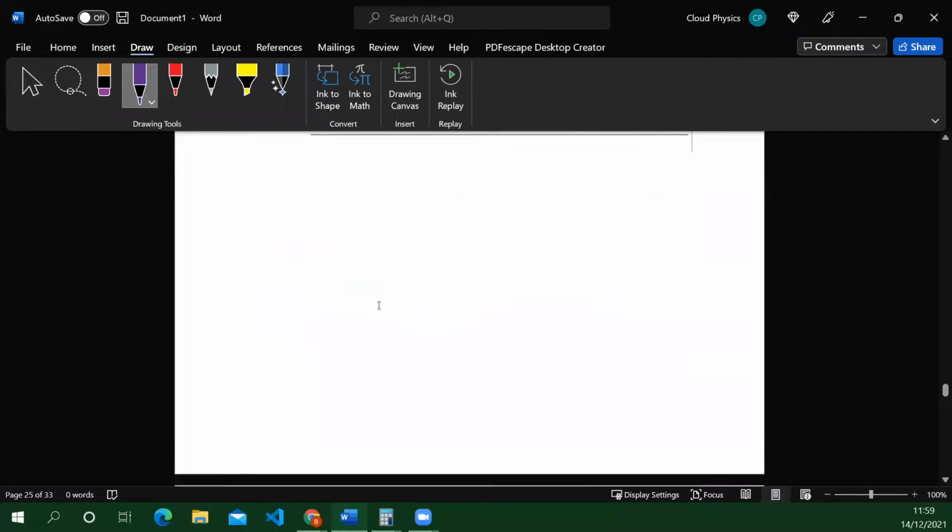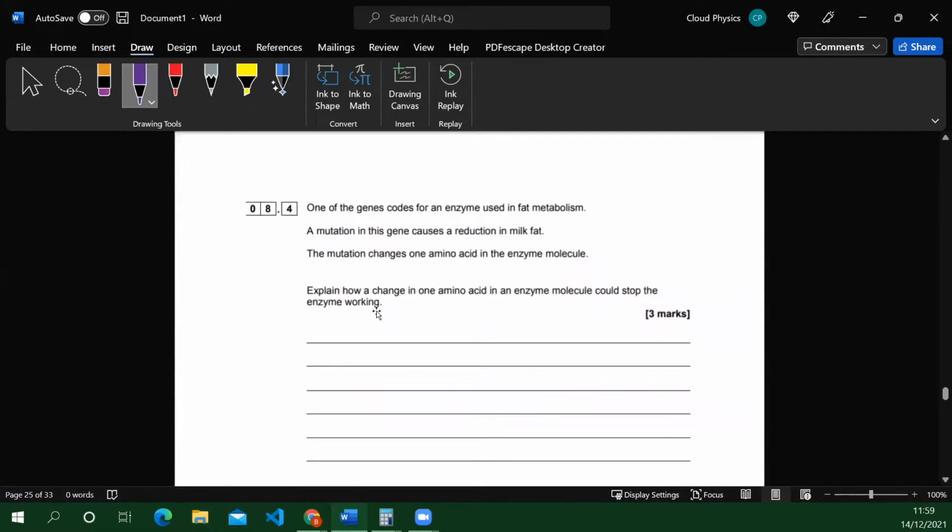Okay. So one of the genes codes for an enzyme used in fat metabolism. A mutation in this gene causes a reduction in milk fat. The mutation changes 1 amino acid in the enzyme molecule. Explain how a change in 1 amino acid in an enzyme molecule could stop the enzyme working.